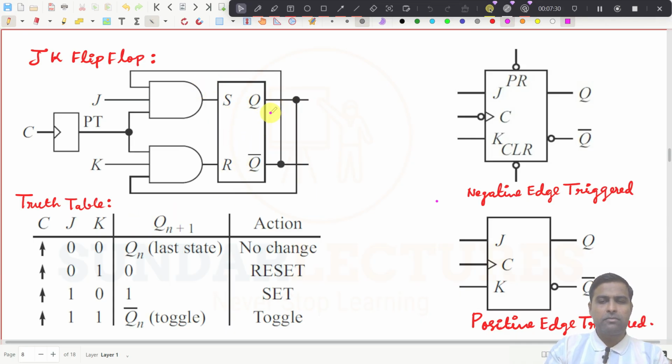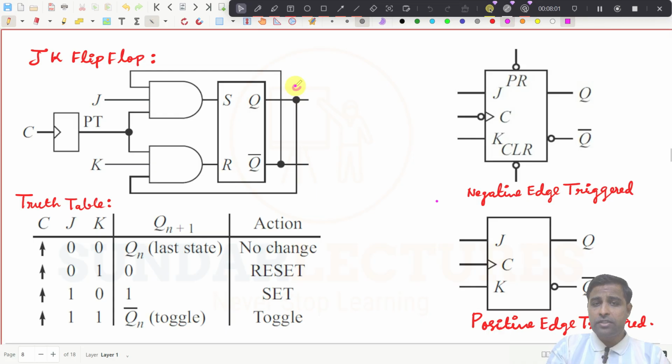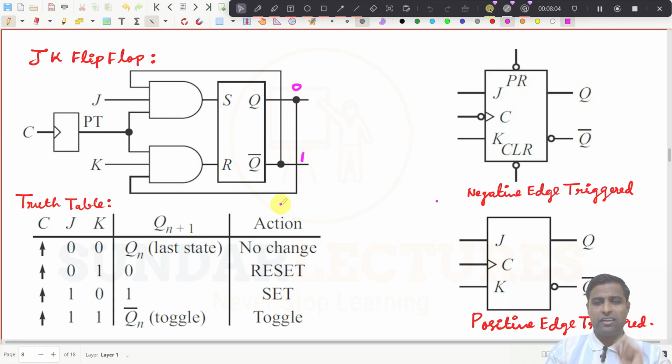Anyhow, I am not going to explain all these conditions because you know everything already. So if this is 0 0, if I give J is equal to 0, K is equal to 0, then if one input of the AND gate is 0, S will get 0, R will also get 0, whatever the clock pulse may be. So S and R are 0, so it is a no change condition. And if I am giving 0 1, everything will be the same as the SR flip flop. Now let us assume this Q is 0 and the Q bar, obviously, will be 1, right? You know that one.